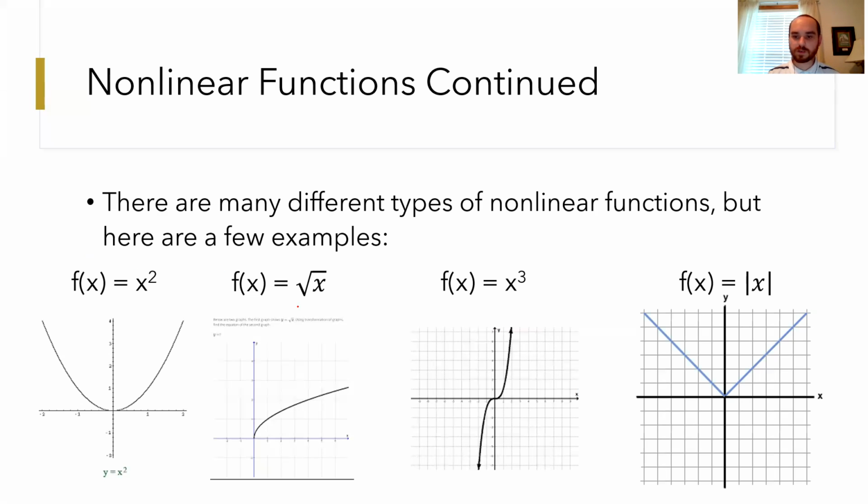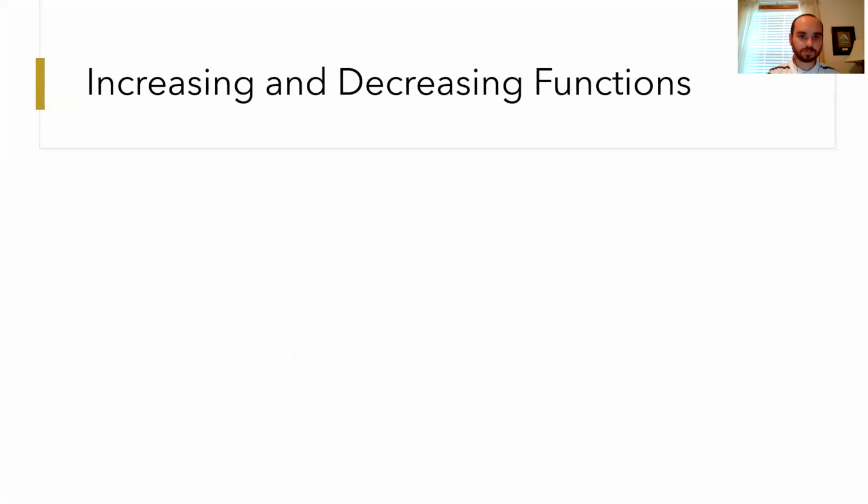You'll notice that this one, the absolute value of x, over here, it is kind of a line going down and kind of a line going up, but because it's not a straight line all the way through, it's considered nonlinear.